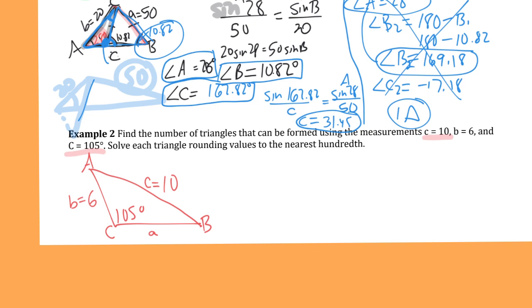So let's use the law of sines to solve this triangle. So using the given pairing that they gave us, so the sine of 105 over 10, and that's going to be about C, should equal sine of B over 6. Okay, if we cross multiply and solve, we're going to get angle B is going to equal 35.42.